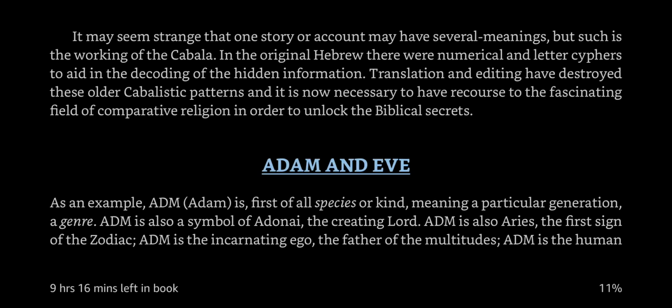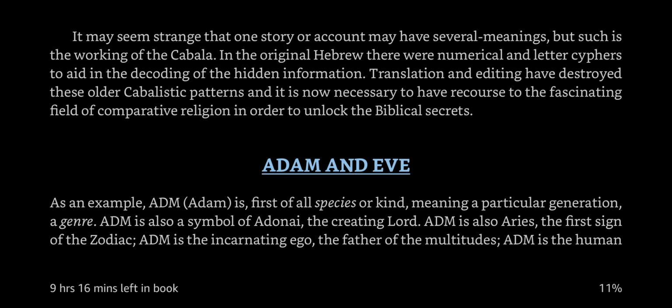It may seem strange that one story or account may have several meanings, but such is the working of the Kabbalah. In the original Hebrew, there were numerical and letter ciphers to aid in the decoding of the hidden information. Translation and editing have destroyed these older Kabbalistic patterns, and it is now necessary to have recourse to the fascinating field of comparative religion in order to unlock the Bible secrets.